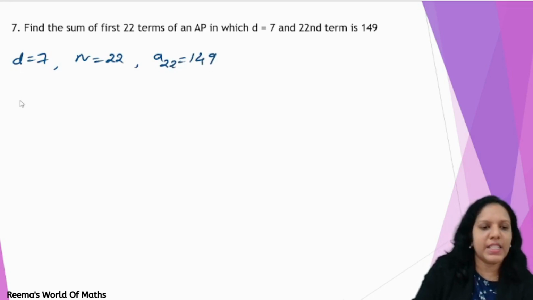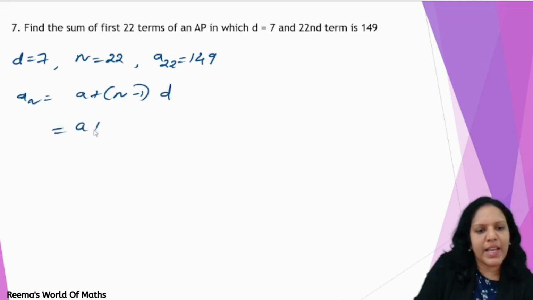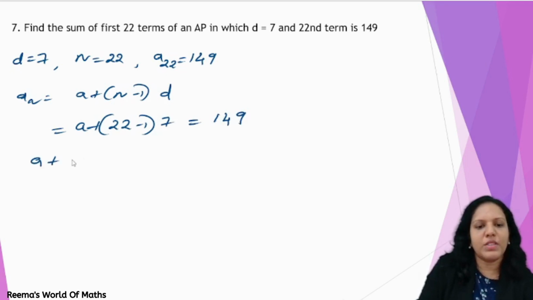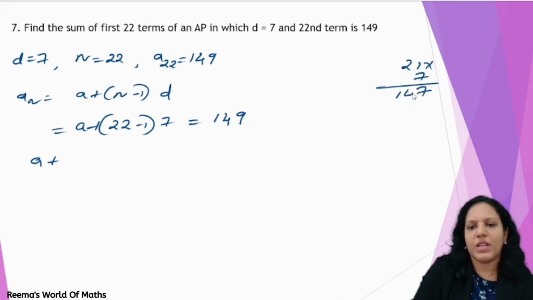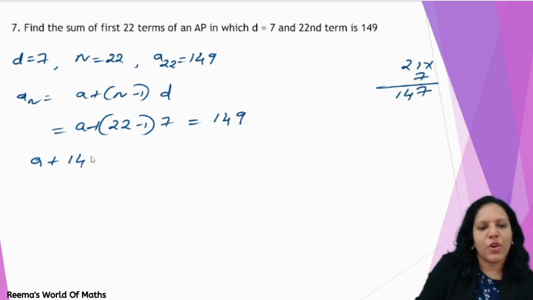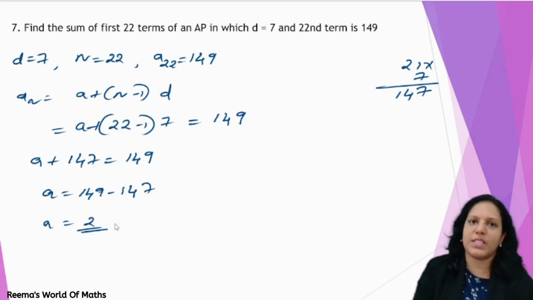So for any nth term we can write a_n equals a plus (n minus 1) times d. Correct? Here a we don't know. So a plus (22 minus 1) times the common difference 7 equals 149. So that is a plus 21 times 7, which is 147. a plus 147 equals 149, so a equals 149 minus 147, a equals 2. So now we have found the first term, which is 2.